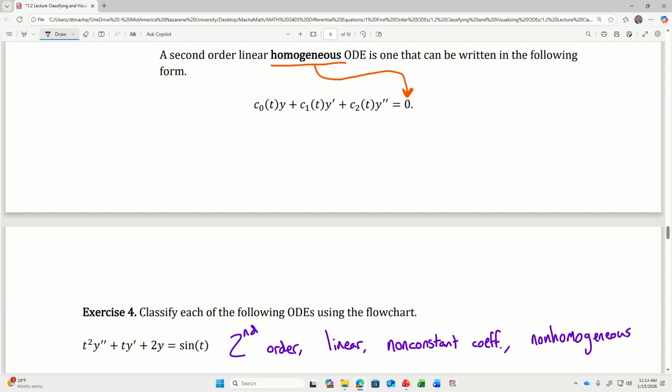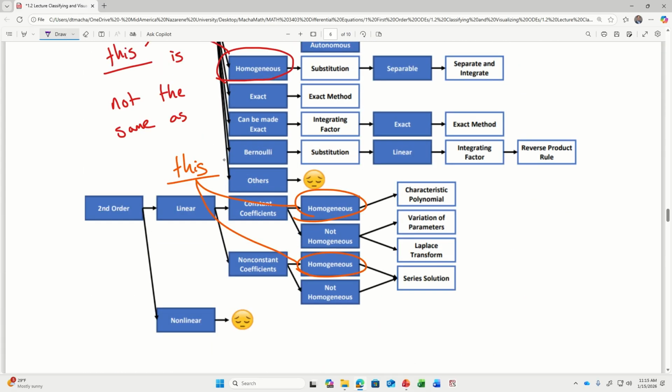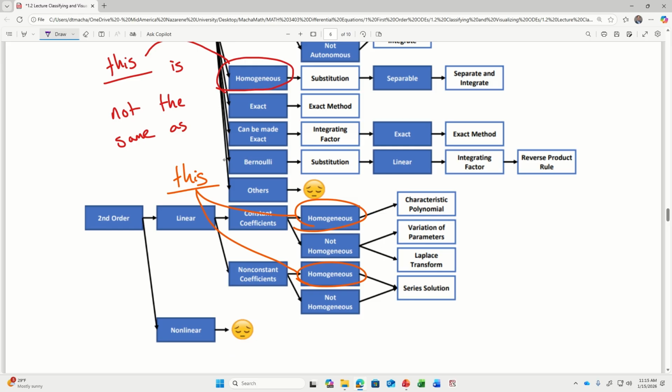So if you were trying to describe this ODE to somebody, you would have to tell them this is a second order, linear, non-constant coefficient, non-homogeneous ODE. And that way they would know how to solve it. They would say, oh yeah, you could solve that using a power series solution. Which we'll do later this semester, but for right now we're just trying to follow the flowchart: second order, linear, non-constant, non-homogeneous, series solution.